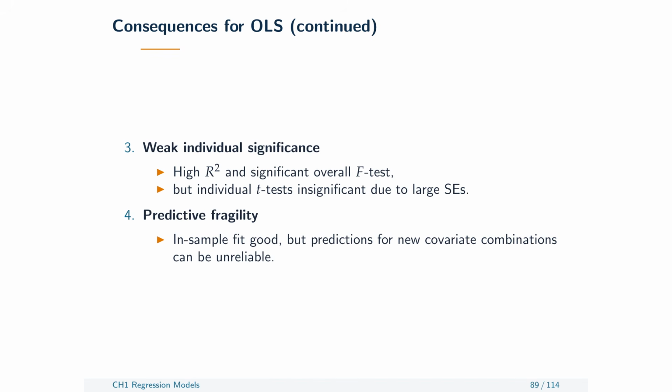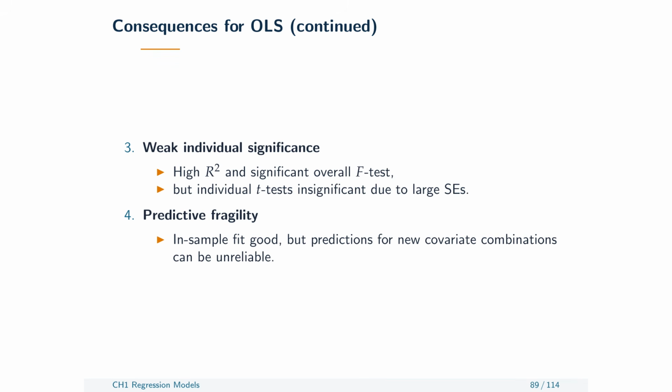A characteristic pattern is a high R squared and a significant overall F test alongside weak individual t statistics. The regressors may collectively explain y, while their individual contributions remain hard to separate. This pattern can suggest multicollinearity, but it is not sufficient by itself because weak t statistics have many other causes.